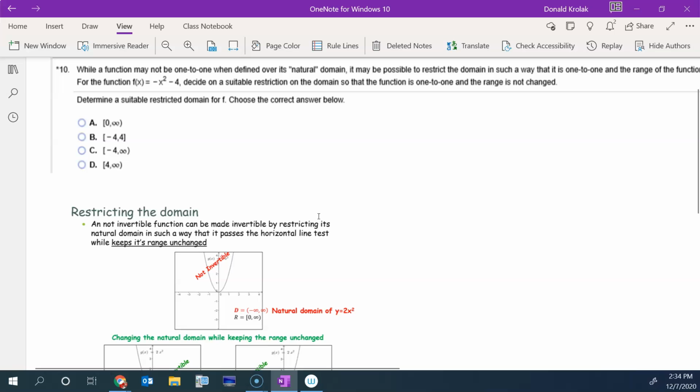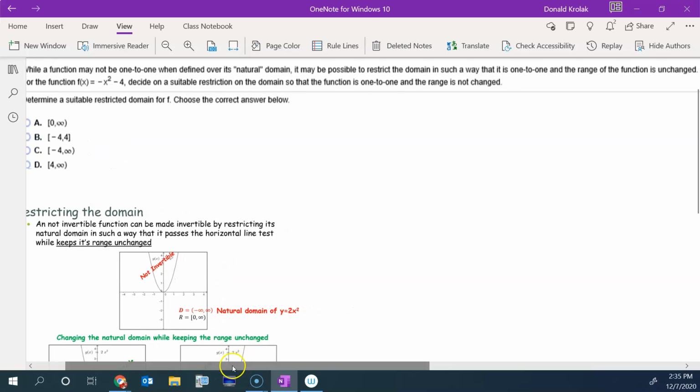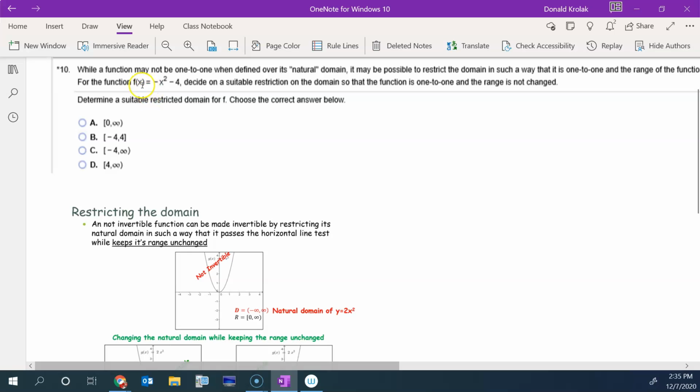All right, it says, while a function may not be one-to-one when defined over its natural domain, it is possible to restrict the domain in such a way that it is one-to-one, and the range of the function is unchanged. Okay, so for the function f of x equals negative x squared minus 4, decide on a suitable restriction of the domain so that the function is one-to-one. So what we would do is we would look at this function.